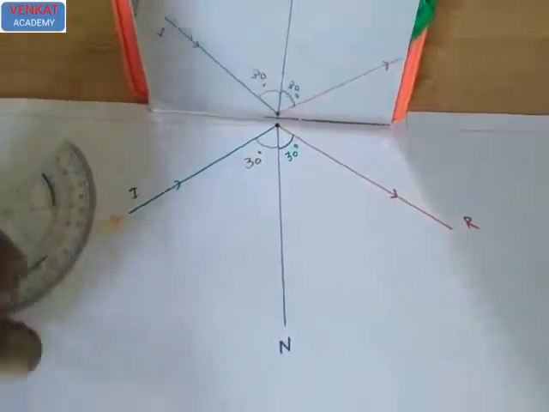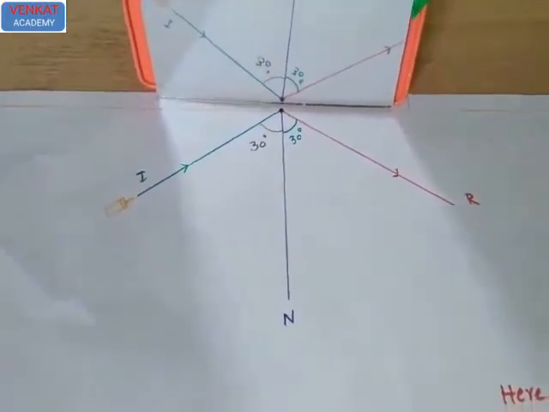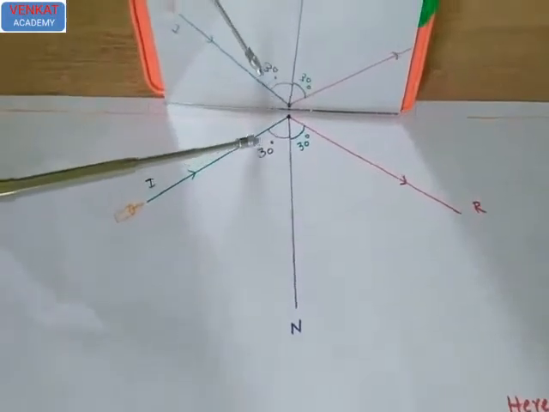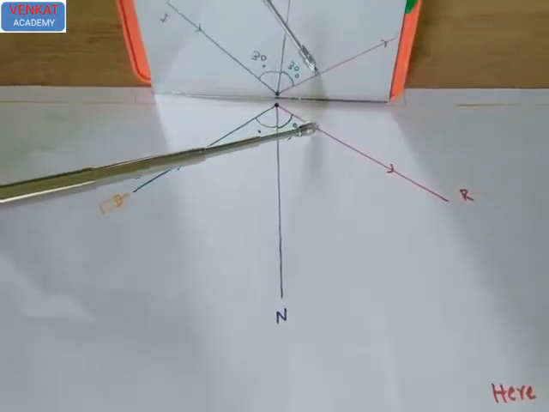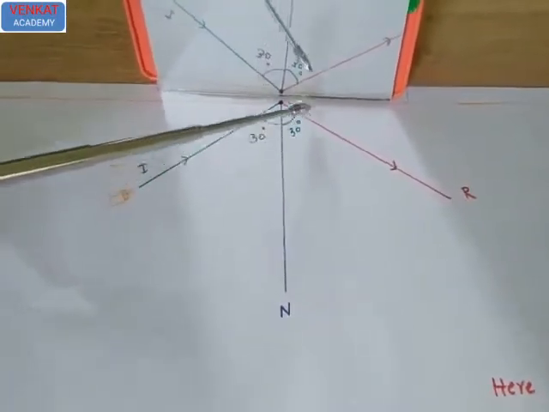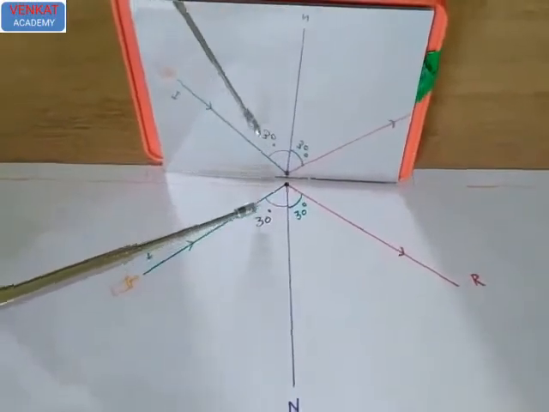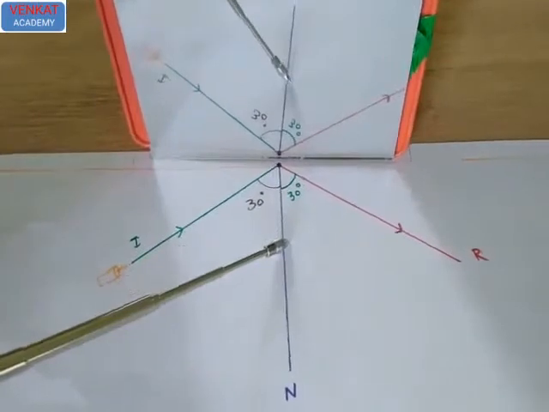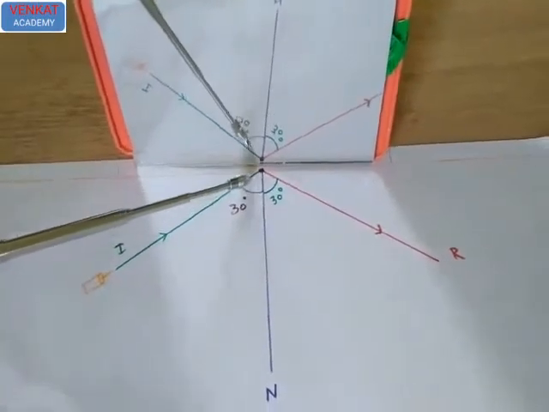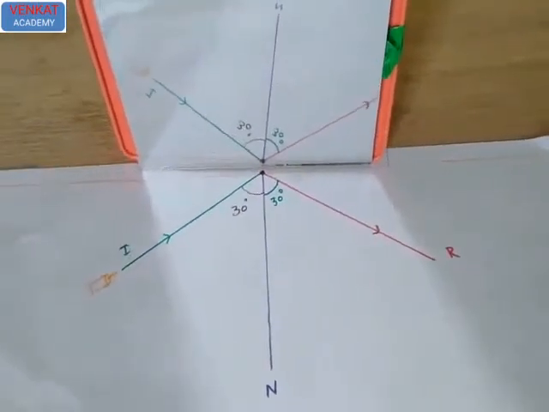That is the important law of reflection. Next, what is the second law of reflection? The incident ray, reflected ray and normal ray are placed in the same plane. They always lie on the same plane. That is the second law of reflection.